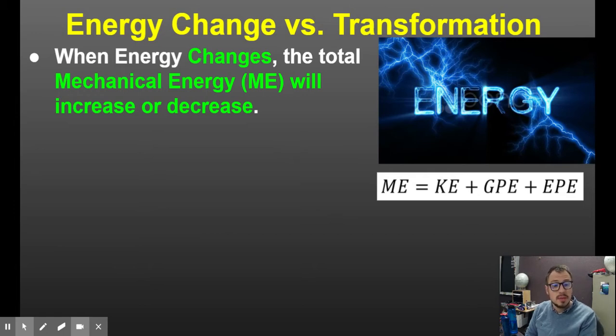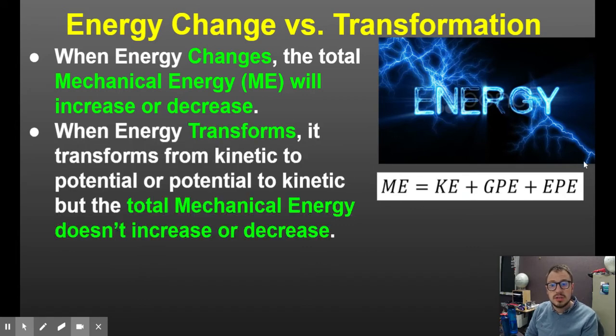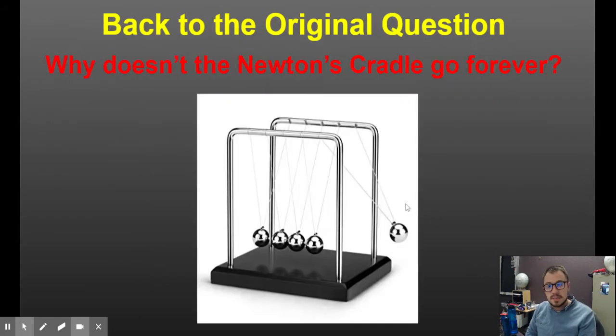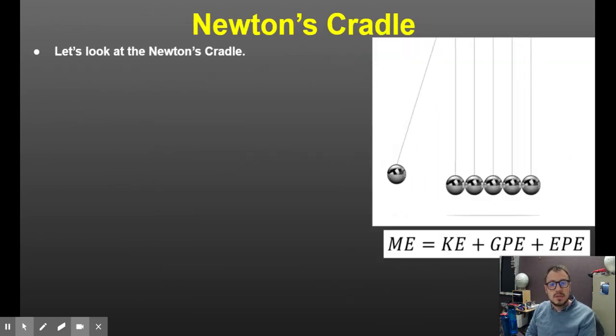And how do I remember this? If energy changes, then this number right here, the mechanical energy, will change as well. Now, if energy transforms, it's going to go from kinetic to potential, but the total mechanical energy doesn't increase or decrease. So right here, if your energy is transforming, I'm just going kinetic, potential, but this number remains the same. So we talked about why a Newton's cradle can't go forever.